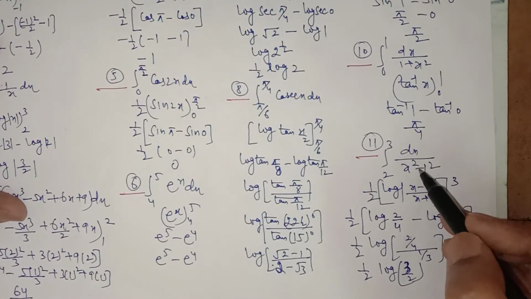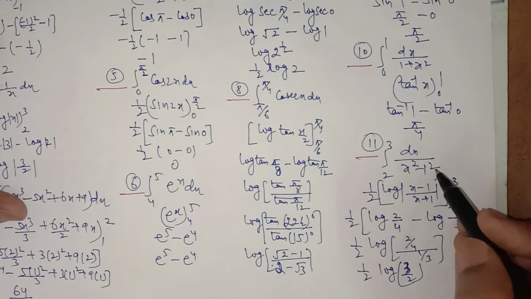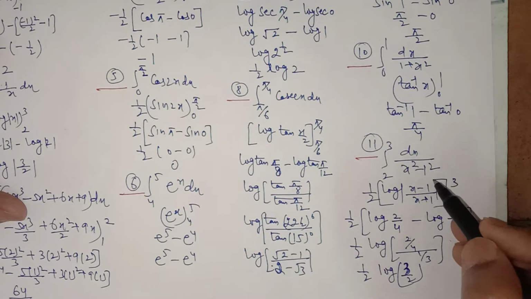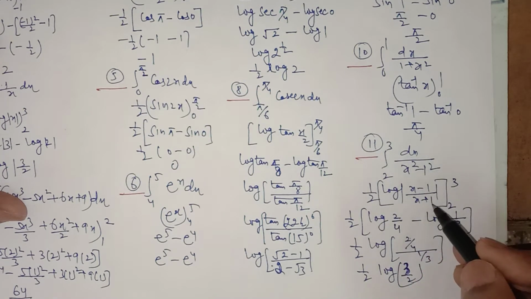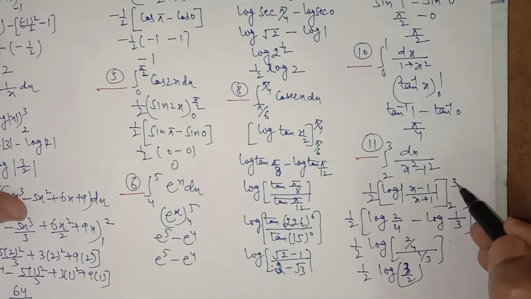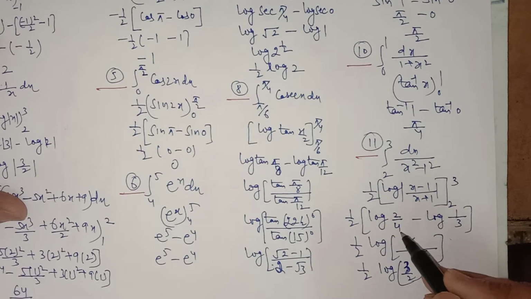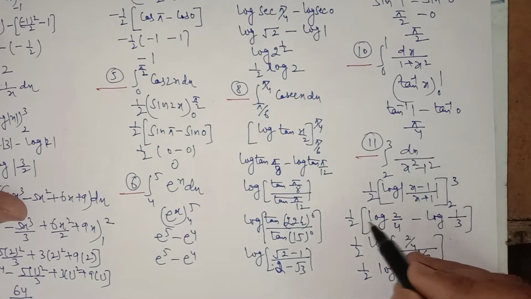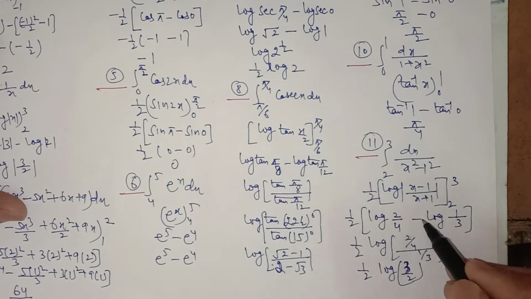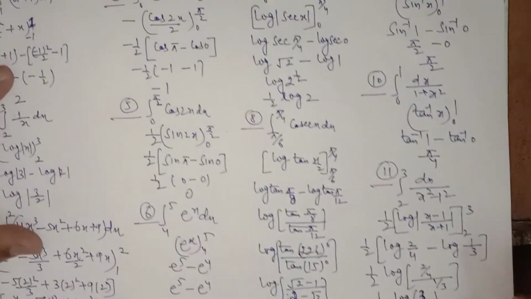In question number 11, it is 1 upon x square minus 1 from 2 to 3, which is a special integral of 1 upon x square minus a square, that is 1 upon 2a log x minus a upon x plus a. Lower limit is 2, upper limit is 3. So, first of all, replace the upper limit, 3 minus 1 upon 3 plus 1, which is 2 upon 4. Then lower limit 2 minus 1 upon 2 plus 1, that is 1 upon 3. Using the property of the log, in minus the values are divided. So, log this upon this and simplify as far as possible.